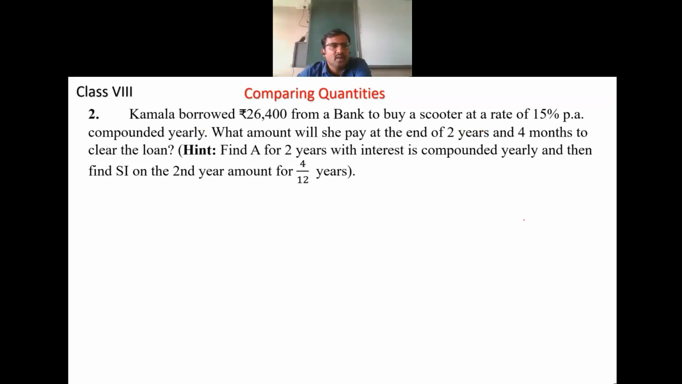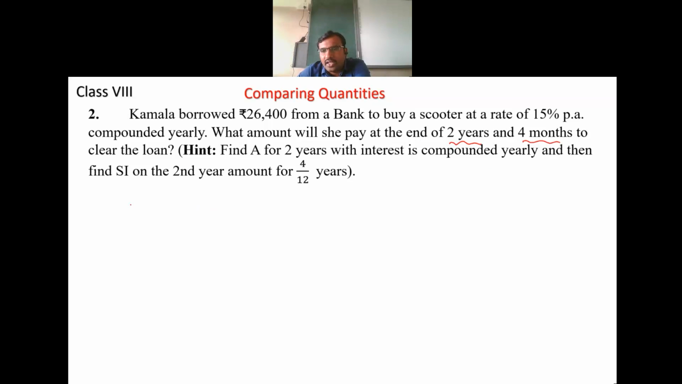Let's look at the second question, which is a little difficult. The difficulty is here: 2 and 4 by 12 years. Okay. Kamala borrowed rupees 26,400 from a bank to buy a scooter at the rate of 15% per annum compounded yearly. What amount will she pay at the end of 2 years and 4 months to clear the loan? 2 1 by 3. So it is like a combination type of question, 2 years plus 4 months.